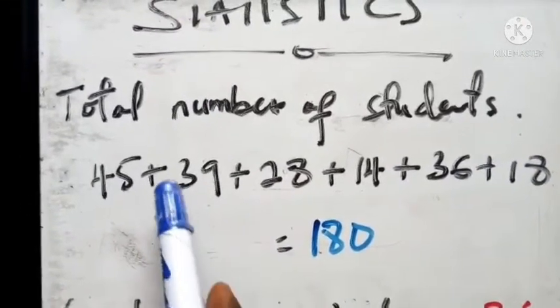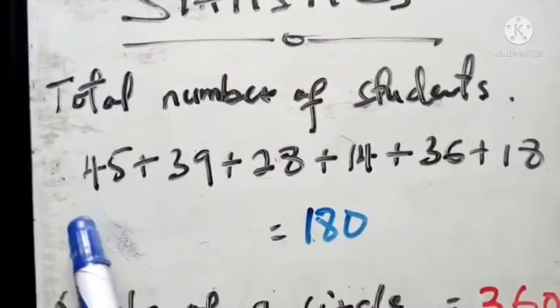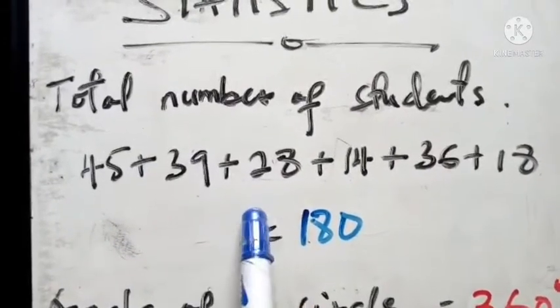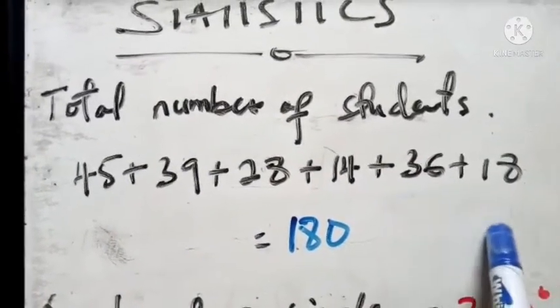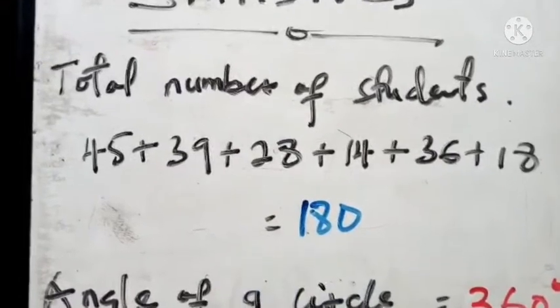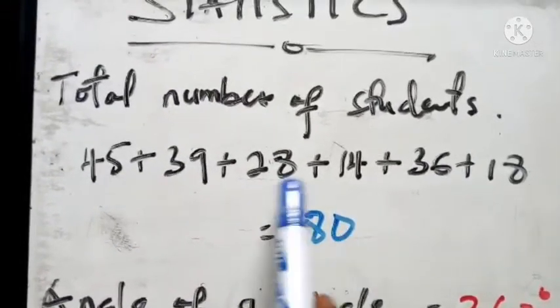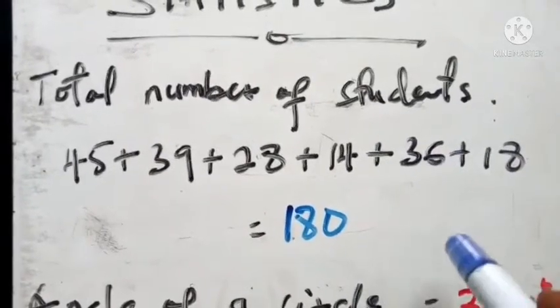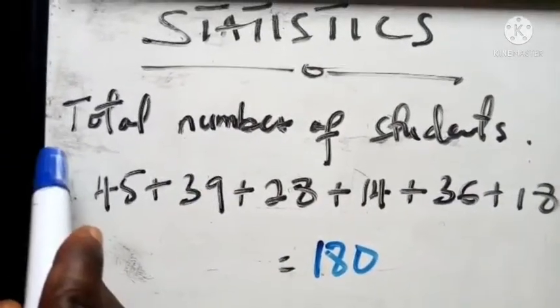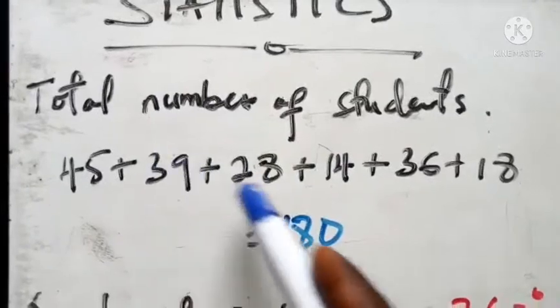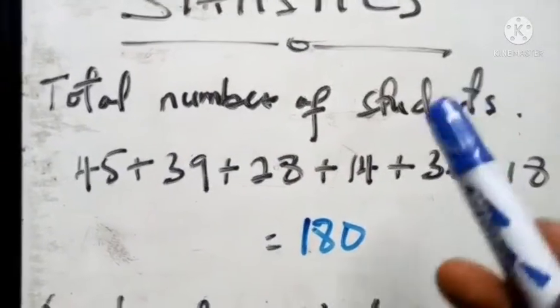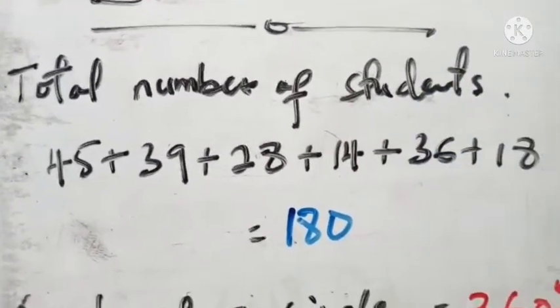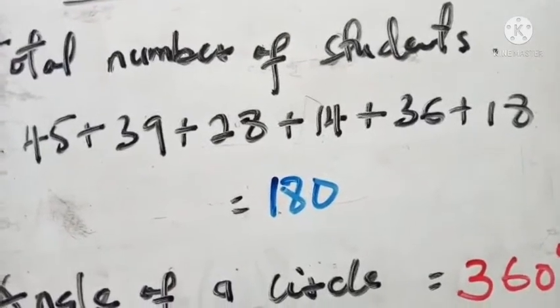So in this case, we have the total number of students, which are 45, 39, 28, 14, 36, as well as 8, and that gives us 180 in all. So meaning that 180 people are going to share that pizza. So the mathematics students, what is their portion? Let's give them their portion for them to go and share, the chemistry, the physics, and so on and so forth.